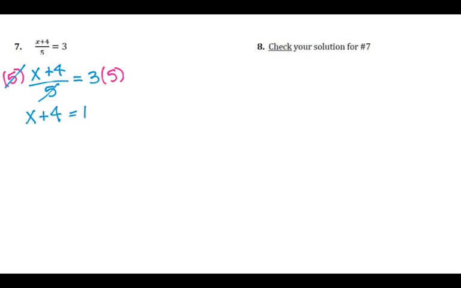So I have x plus 4 equals 15. I'm going to subtract 4 from both sides to continue to solve for x, and I get x equals 11.